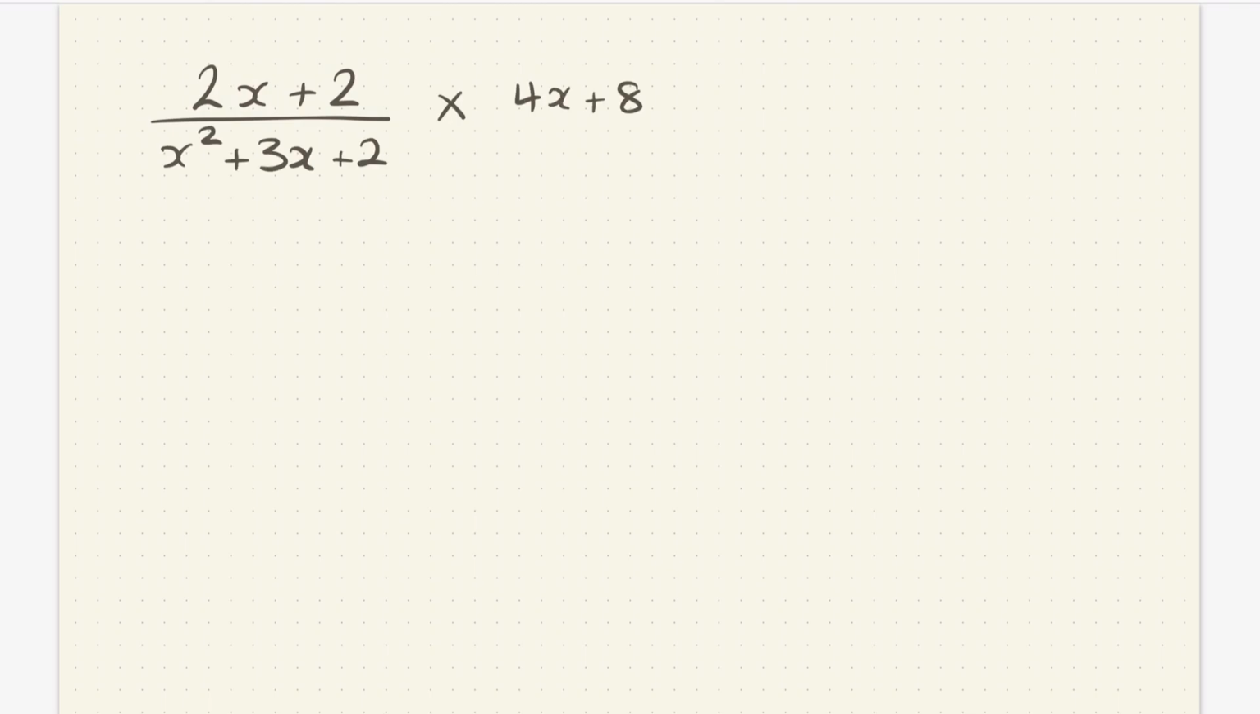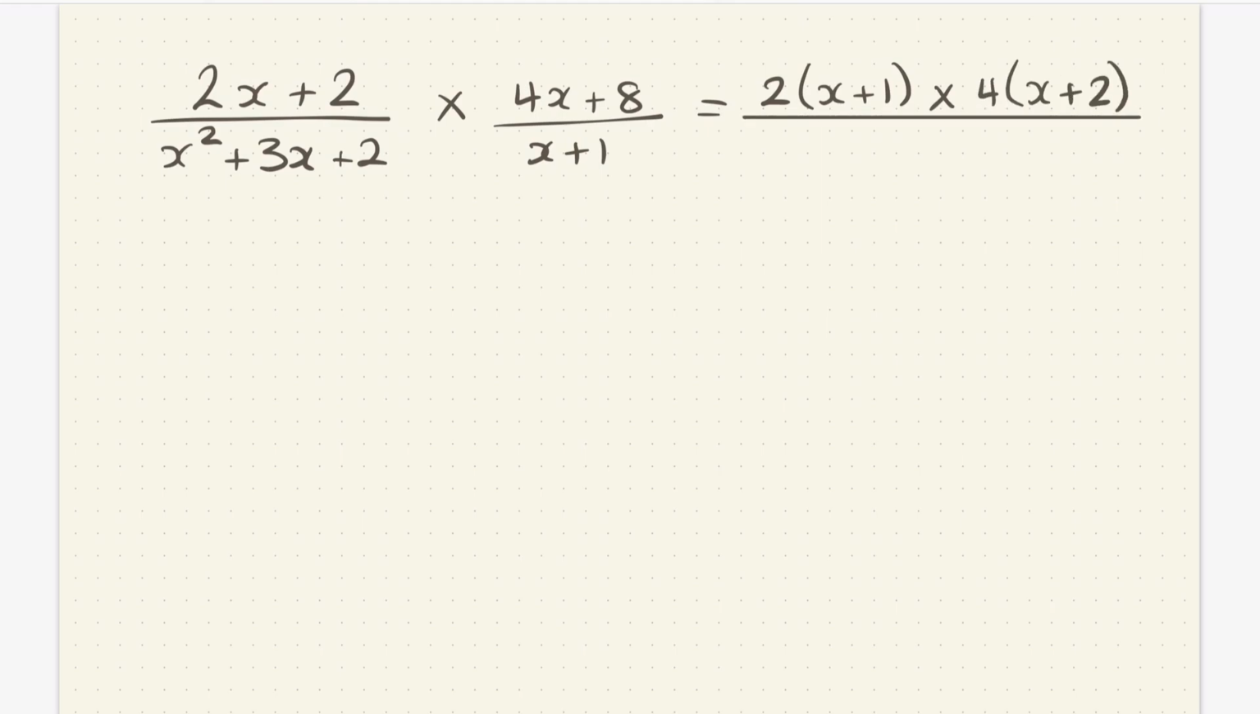For this next question, it's going to be a little bit more complicated, and we're going to do a lot more factorizing. So let's have a look. Now I'm going to go through each section and I'm going to factorize everything that I can. Here we've got 2x + 2. Now to factorize that, we can see that a common factor is 2, so I have 2(x + 1). And then from this 4x + 8, the common factor is going to be 4. So I'm multiplying that by (x + 2). All of this is going to be over the first expression.